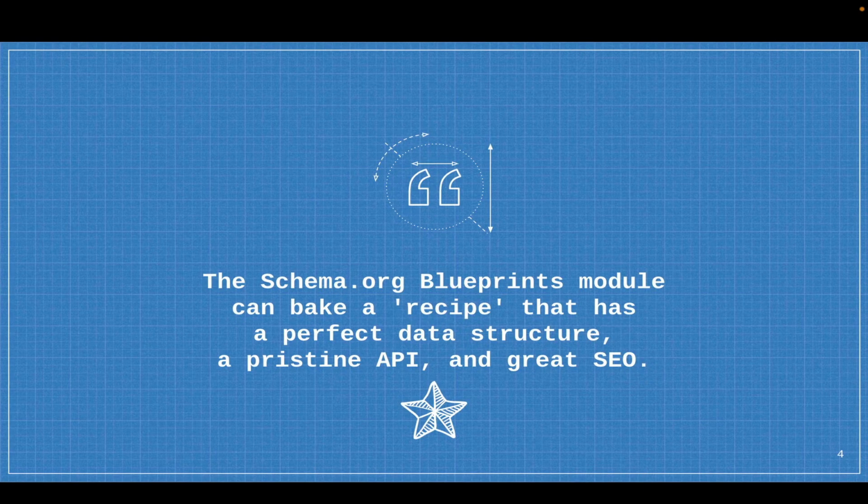I want to level set and say the Schema.org Blueprints module can bake a recipe that has a perfect data structure, a pristine API, and great SEO. And that's the overall goal of the module, but we're focusing on recipes, those three things.